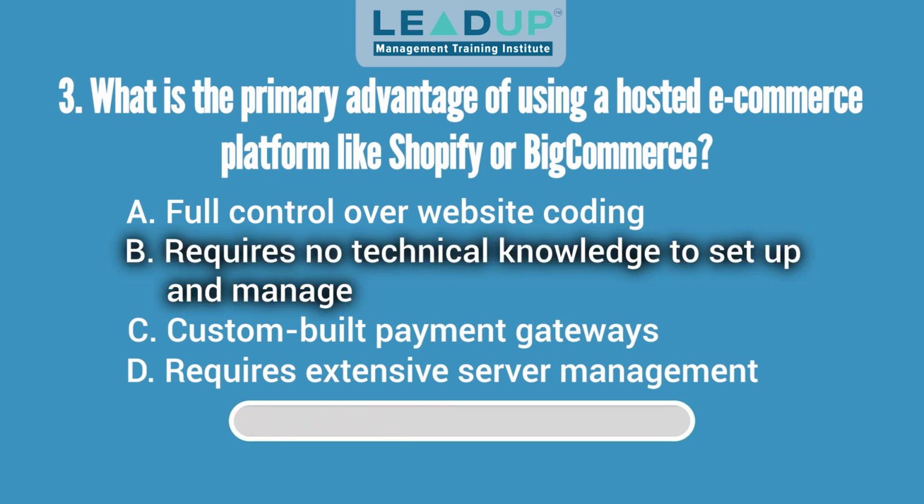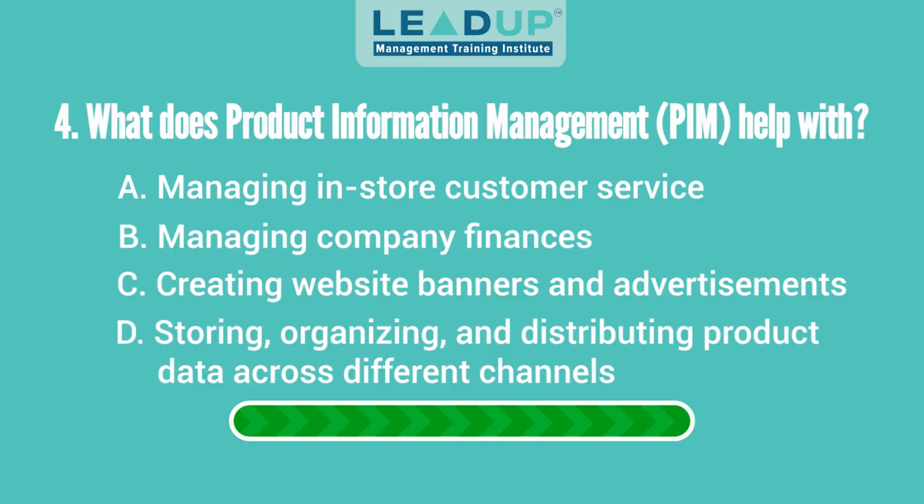Answer: requires no technical knowledge to set up and manage. Question 4. What does product information management, PIM, help with? A. Managing in-store customer service. B. Managing company finances. C. Creating website banners and advertisements. And D. Storing, organizing, and distributing product data across different channels.